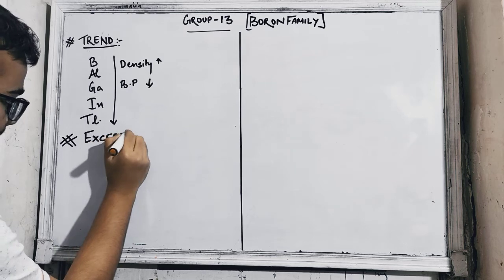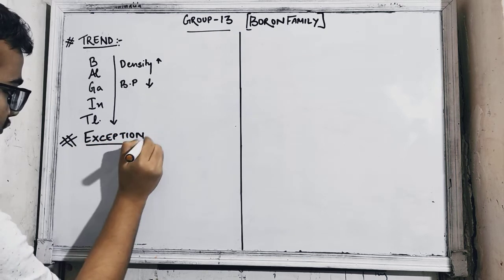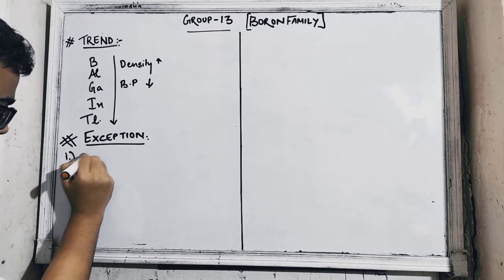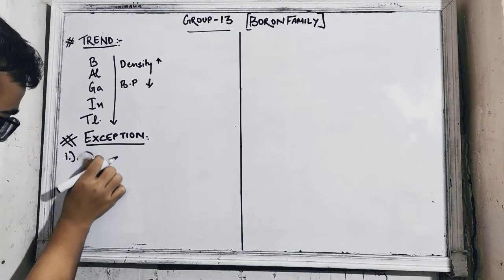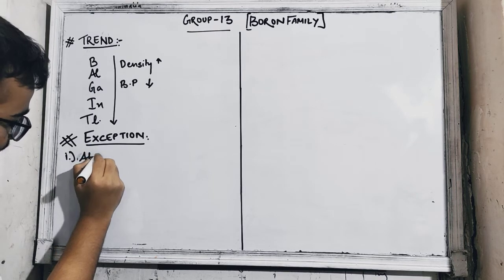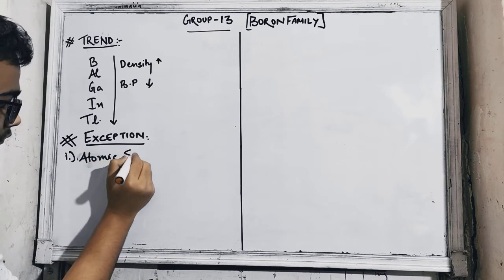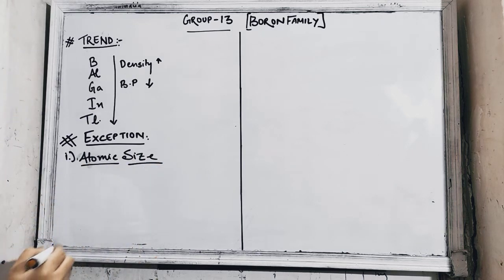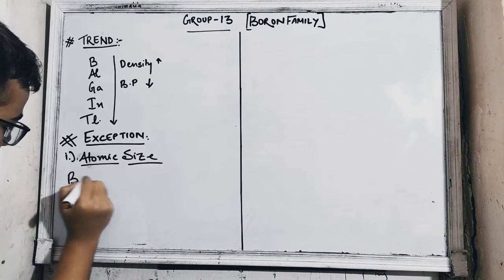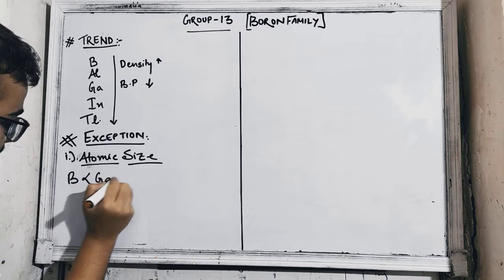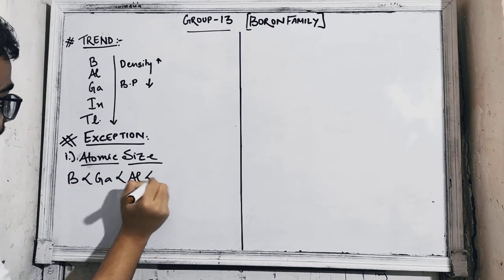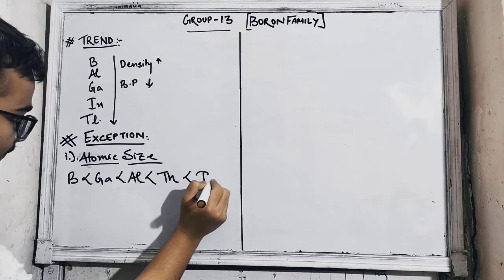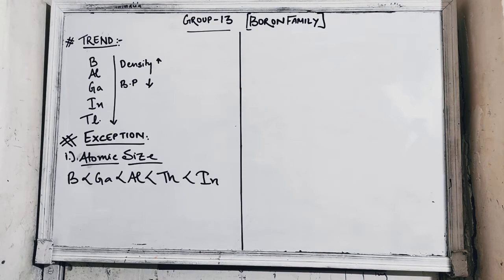Now moving on, next we come to the exceptions. Under the exceptions, let's first discuss the atomic size. Atomic size follows the order like this: boron, gallium, aluminum, thallium, indium.